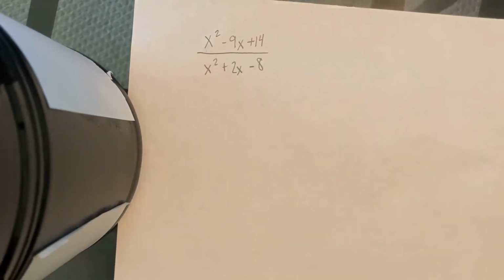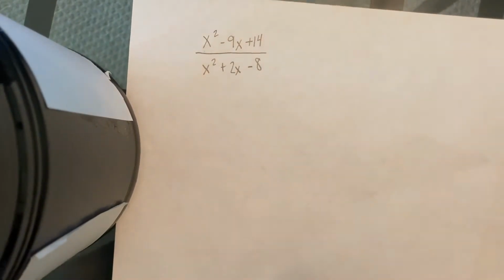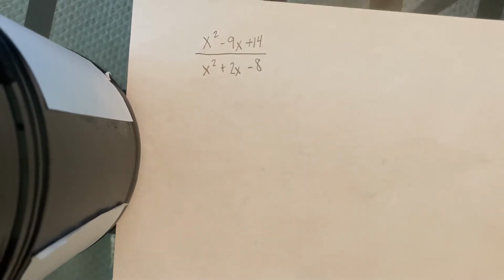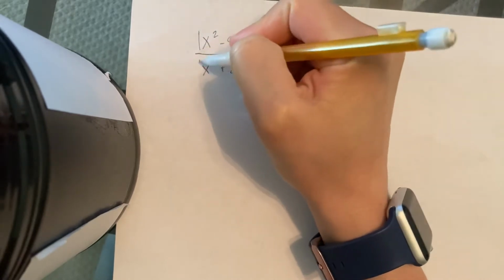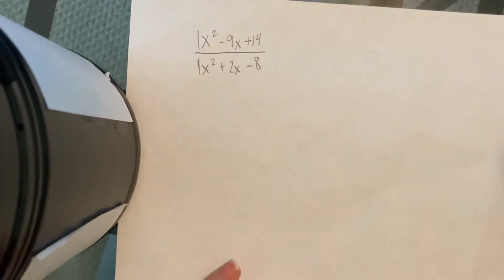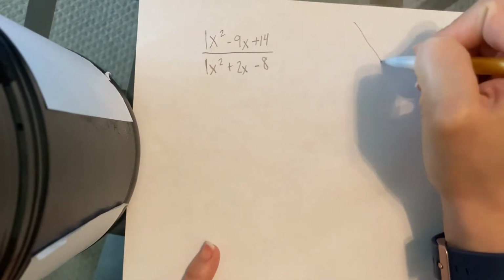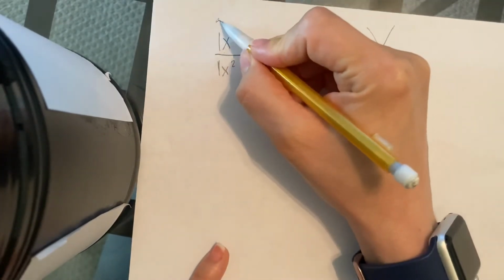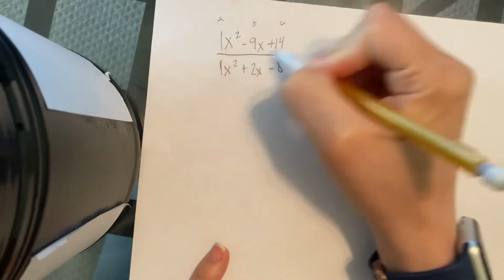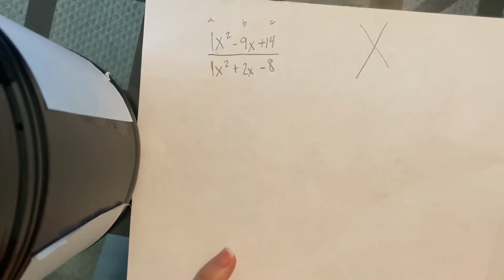So in order to simplify this expression, what you need to do is factor both the top and the bottom. Now both of these have no number in the front, so it's just a 1, so that makes it an easy factor problem. We're looking at that diamond. So on the top, we have A, B, and C. I'm going to factor the top of the fraction first.